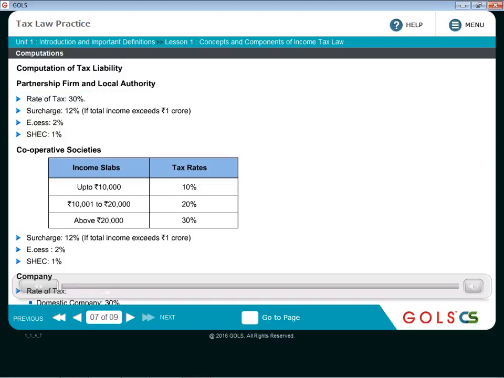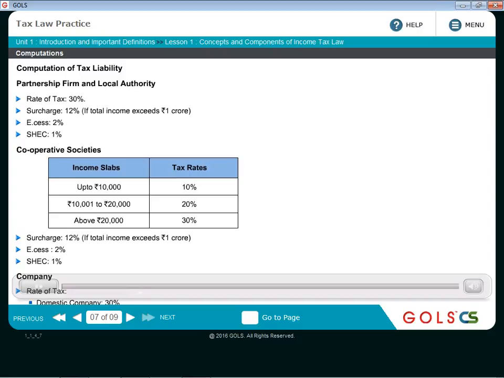Let us take an example. Suppose the firm has an income of 1 lakh. Then on 1 lakh you will apply 30%, that is 30,000, plus education cess of 3%. So 30,000 plus 3%, that is 900. So 30,900 would be the total tax for the partnership firm.